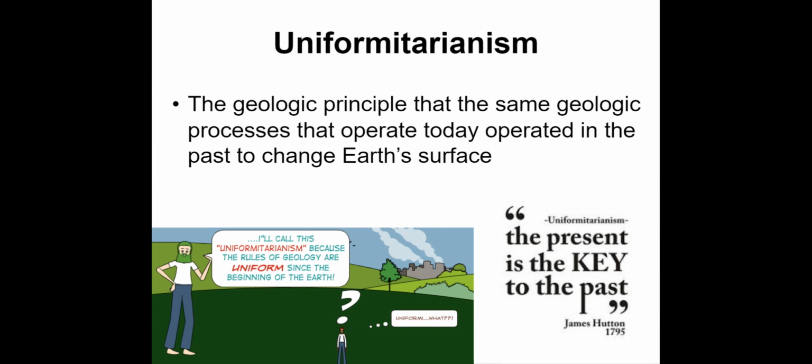One crazy long word we were supposed to learn this year is uniformitarianism. If you look at the word, you see the word uniform at the beginning. Uniform meaning it's the same. So uniformitarianism is basically just saying that the things that are shaping the earth now are the same things that shaped the earth in the past.